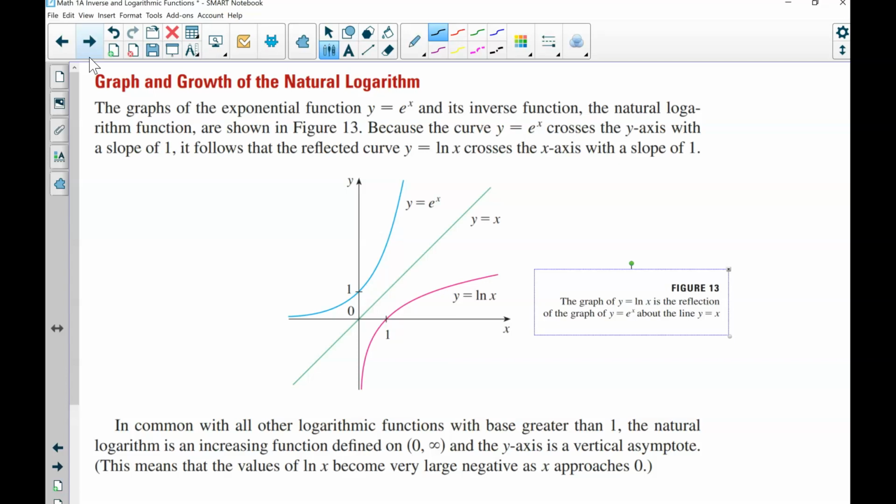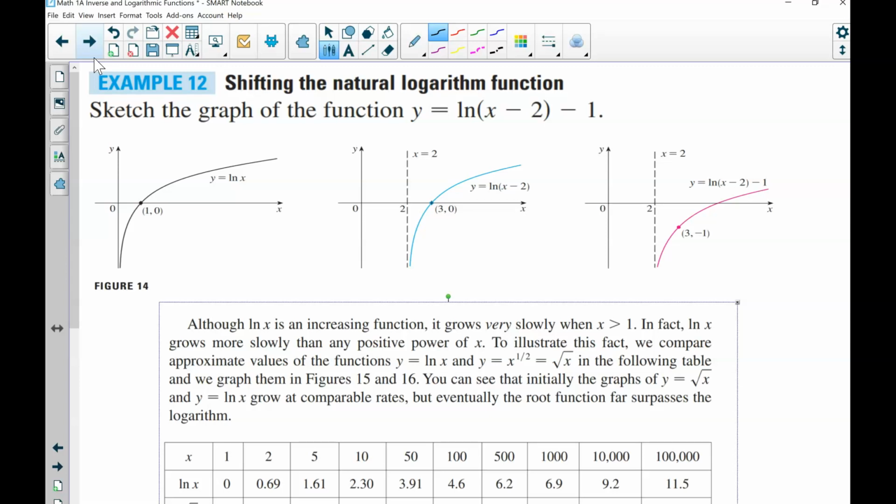So in common with all other logarithmic functions with base greater than 1, the natural logarithm is an increasing function defined on the interval 0 to infinity, and the y-axis is the vertical asymptote. So what this means is the values of the natural log of x become very large, negative, as x approaches 0.